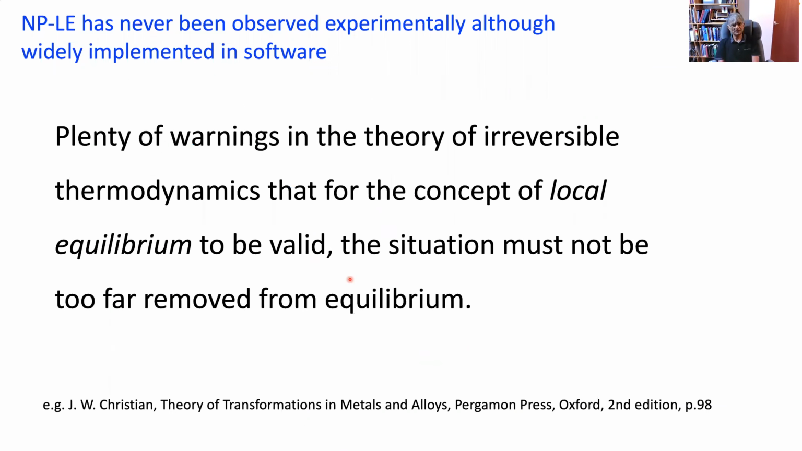Now, there are plenty of warnings in the theory of irreversible thermodynamics, which is what we use to justify the assumption of local equilibrium, that the situation must not be too far removed from equilibrium. In other words, when we are transforming at high supersaturations, you cannot assume that you will get local equilibrium. And there are many, many papers on this, but this is a beautiful description here in Jack Christian's Theory of Transformations in Metals and Alloys on page 98.